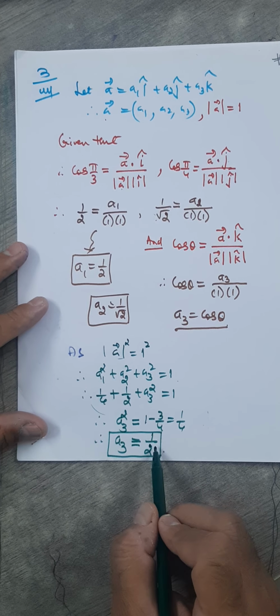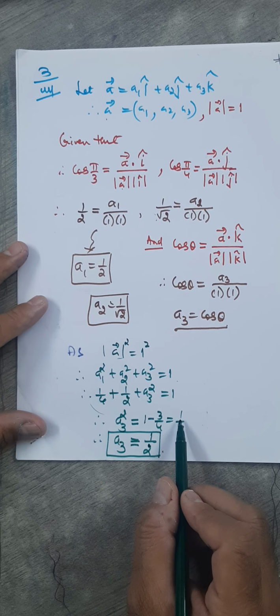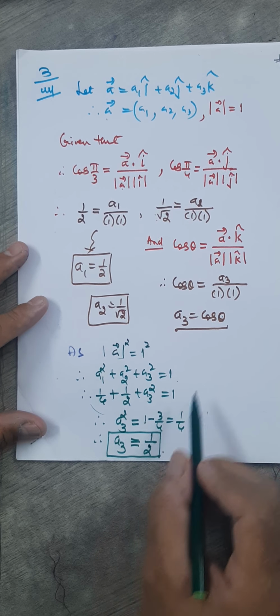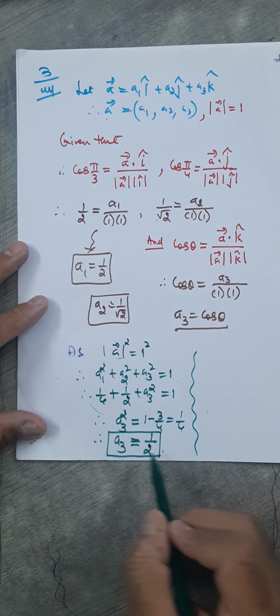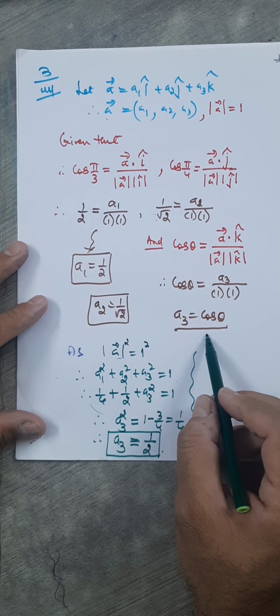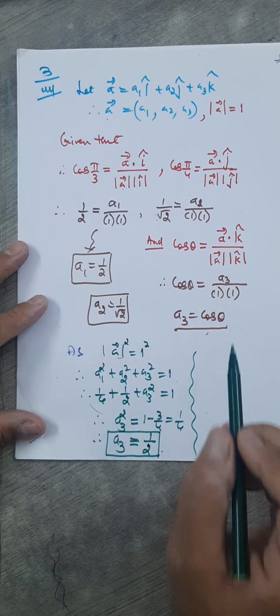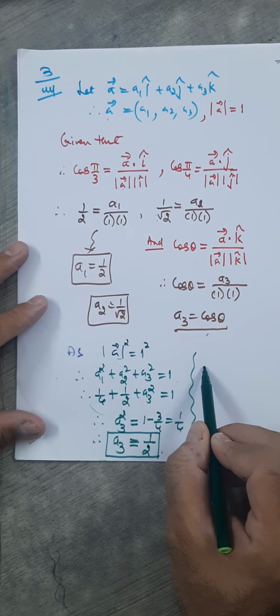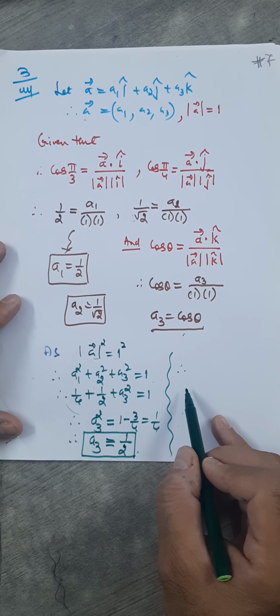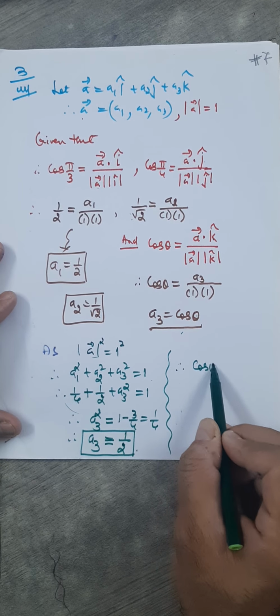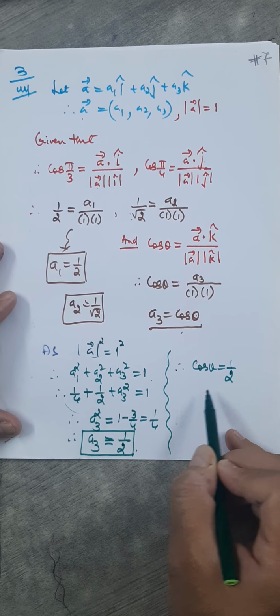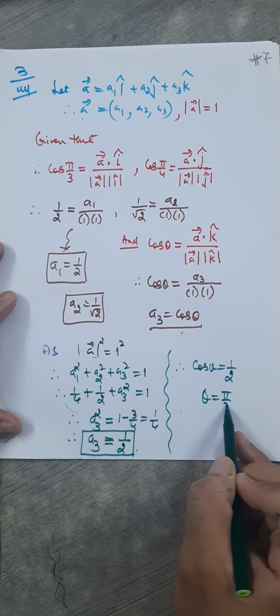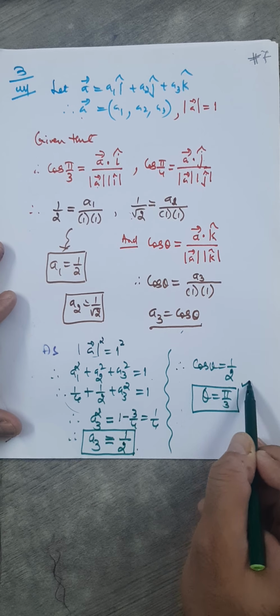Fine. Actually it should be plus or minus 1 by 2 when you take the square root. But why did we write only 1 by 2? Because in the question itself you are given that this should be an acute angle, so it has to be positive. And therefore finally cos theta equals 1 by 2, and therefore theta has to be pi by 3. So theta is pi by 3.